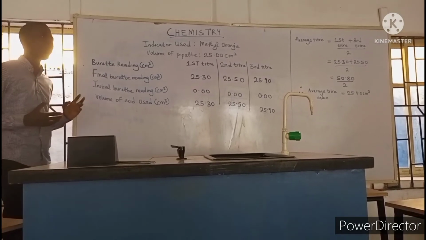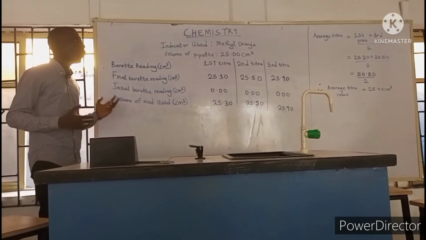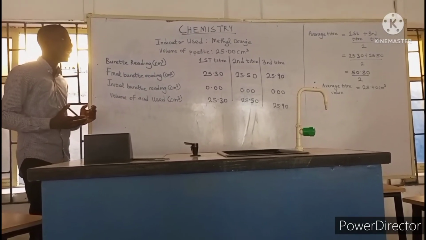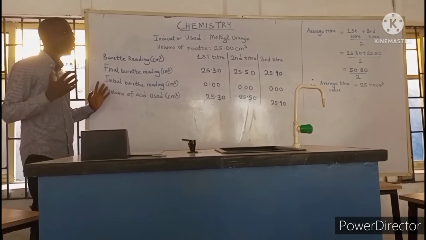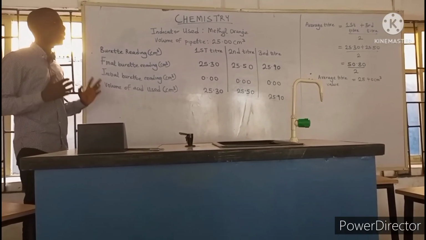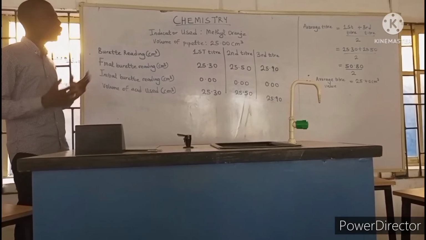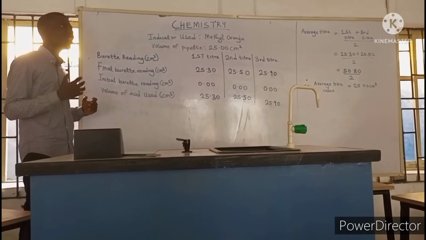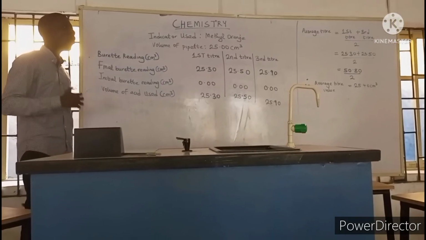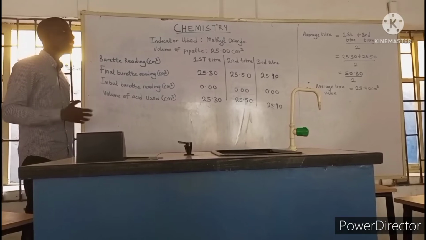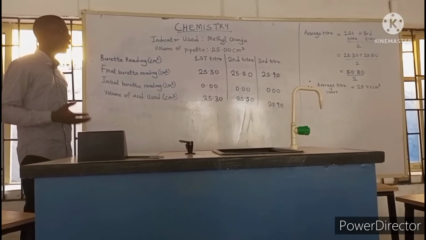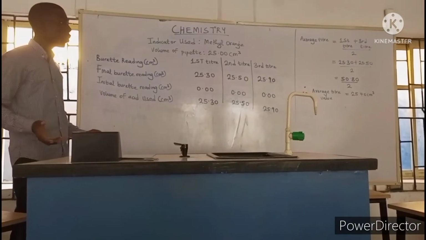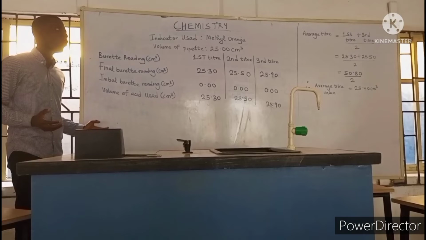Automatically, when you are reporting your titration experiment, the following must be observed. Indicator used must be indicated, volume of pipette must be indicated, and your table must be well represented. It must be neatly represented, because when you are reporting your table, what the examiner is actually looking for is the neatness of your work. They are looking at how neat your representation of data is, and that is what the examiner is actually checking out for.